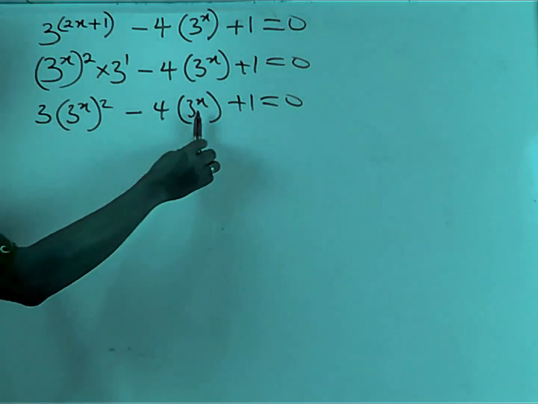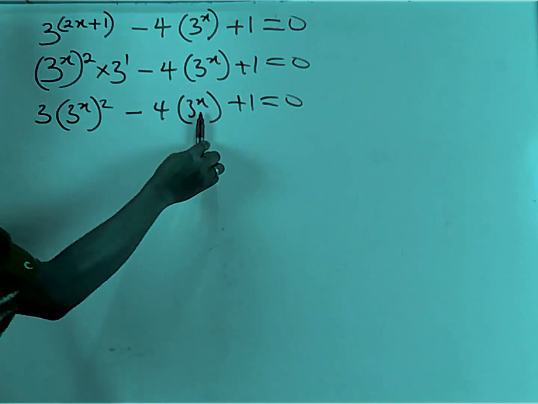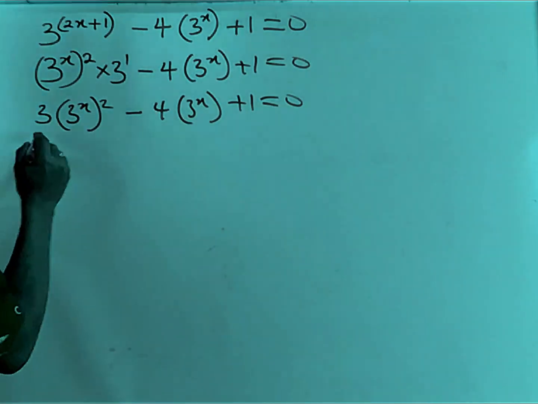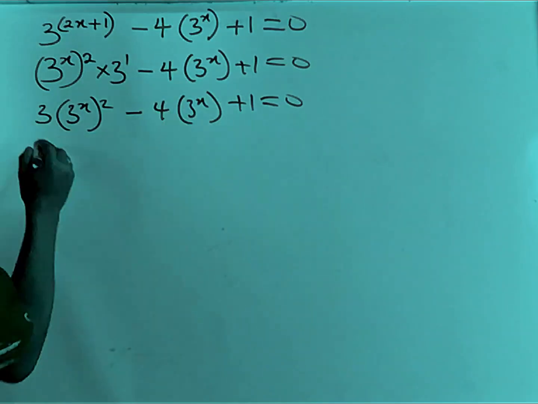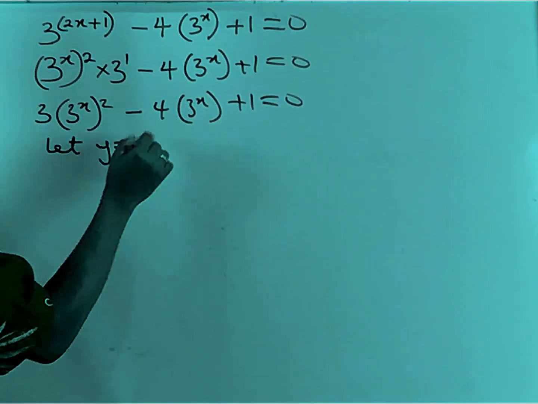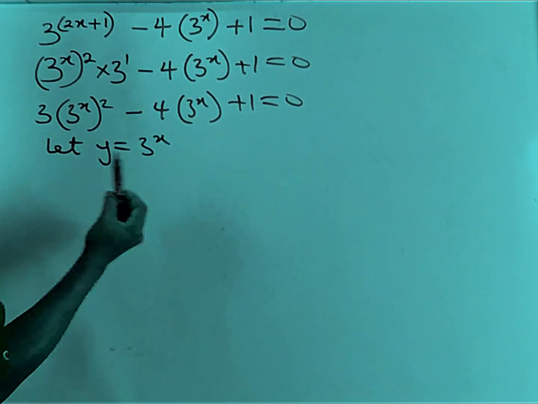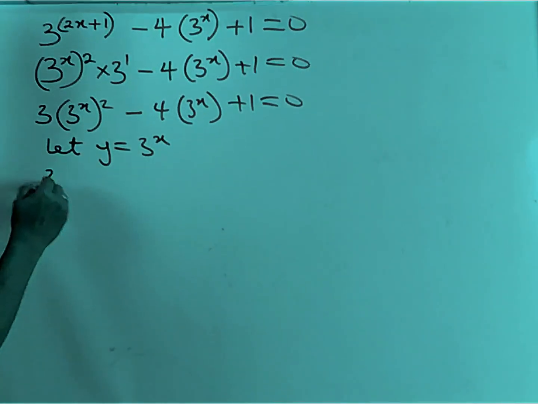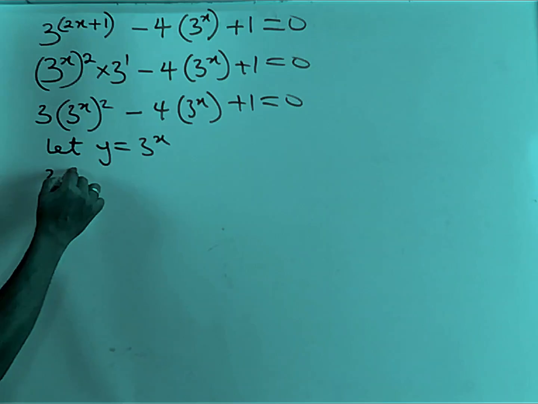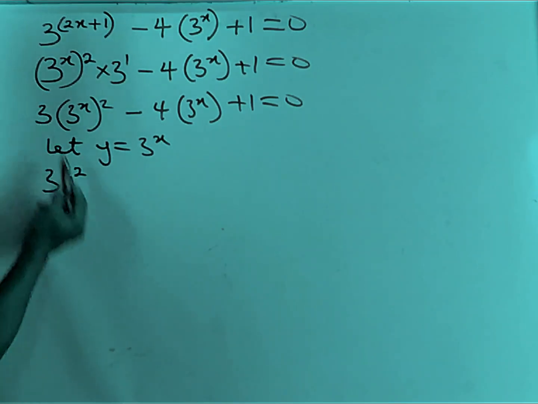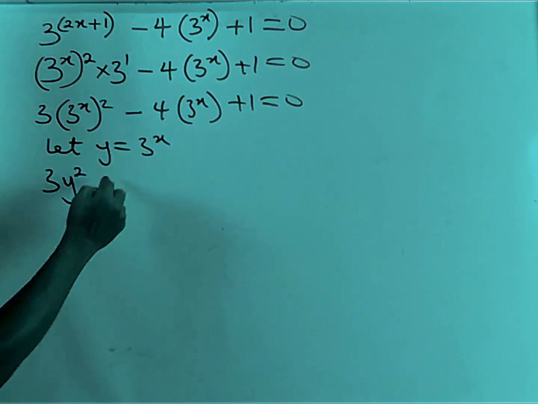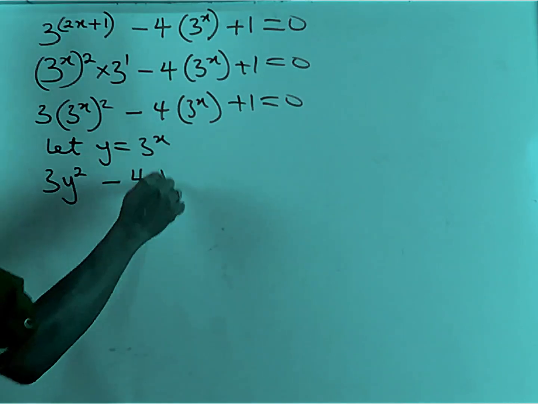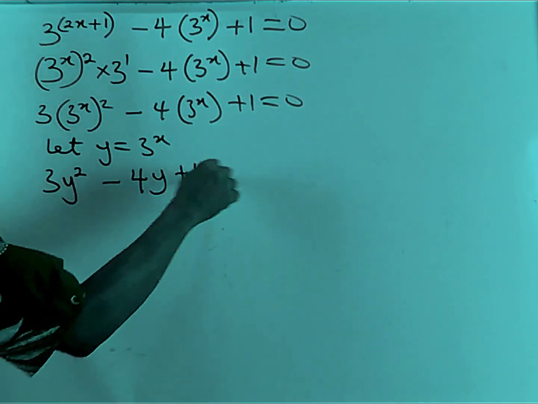Now, this part and this part are now the same. That is exactly our aim, to make this part the same. So, let's replace it with another unknown. Let y be equal to 3 raised to the power x. Meaning, anywhere I have 3 raised to the power x, I'll put y. So, let's do that right here. We have 3y raised to the power 2. This is 3, this is my y, this is my 2, minus 4. Then here I'm going to have y plus 1 equals 0.